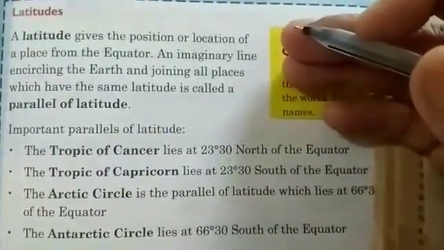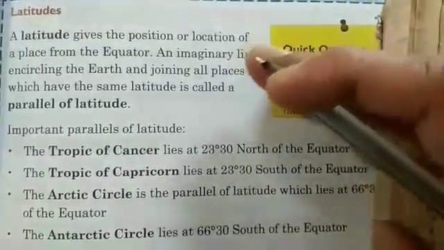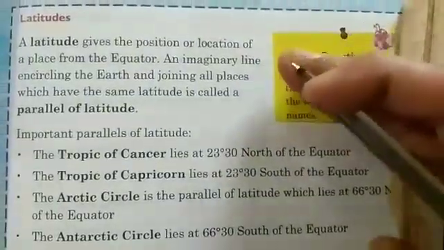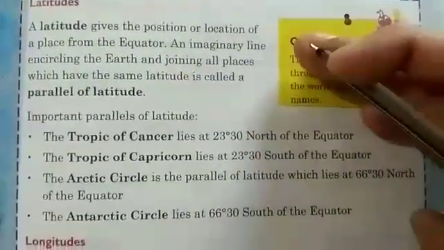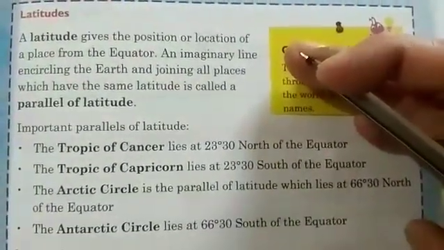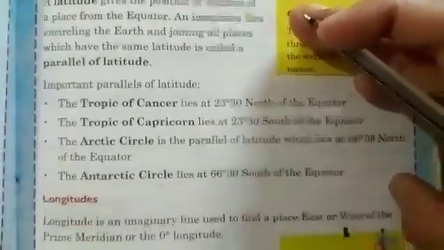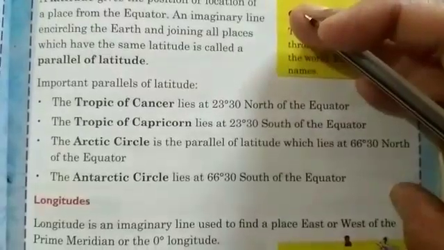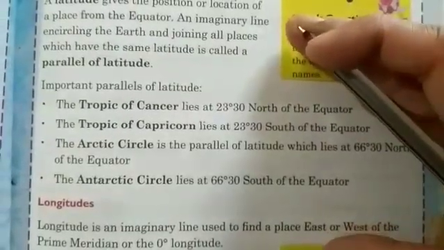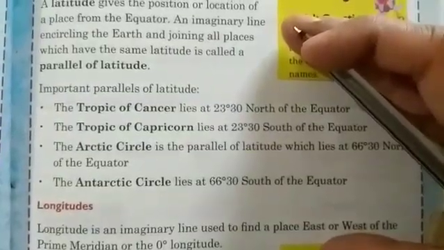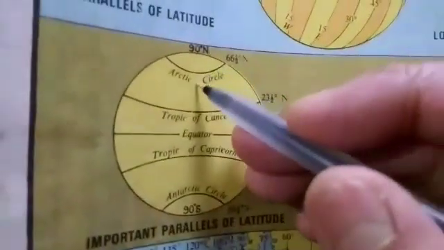The Arctic Circle is the parallel of latitude which lies 66 degree 30 north of the equator. The Antarctic Circle lies at 66 degree 30 south of the equator. Longitude is an imaginary line used to find a place east or west of the prime meridian or the 0 degree longitude. See here in this picture.